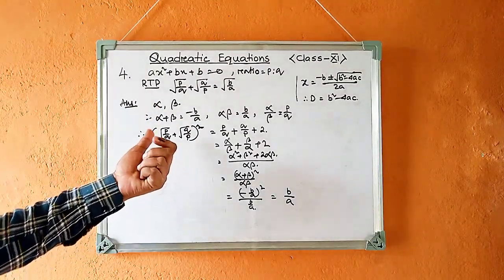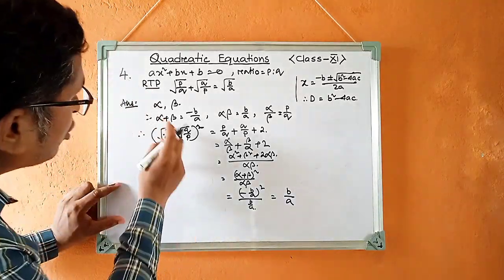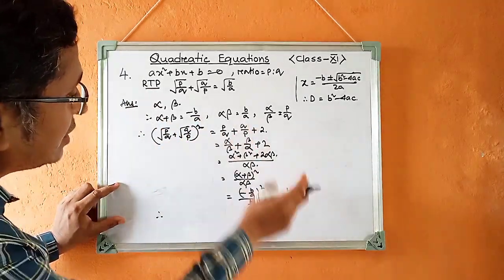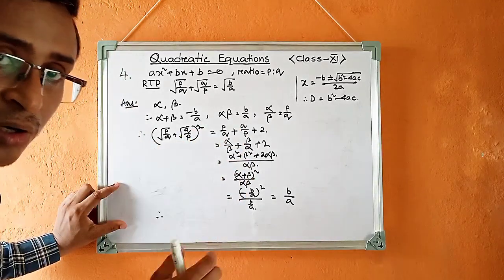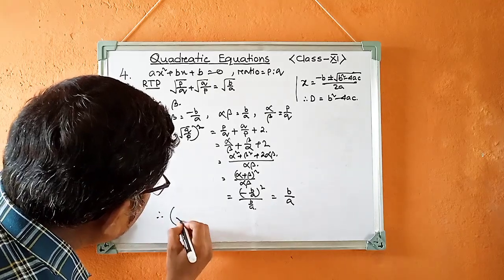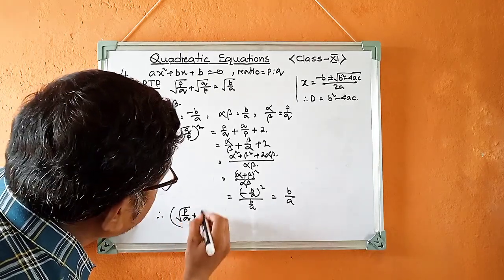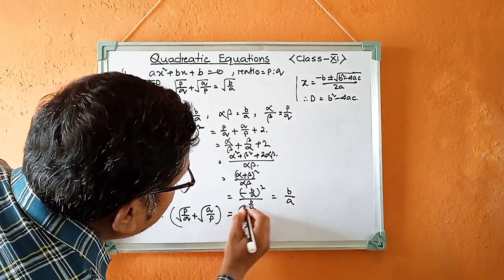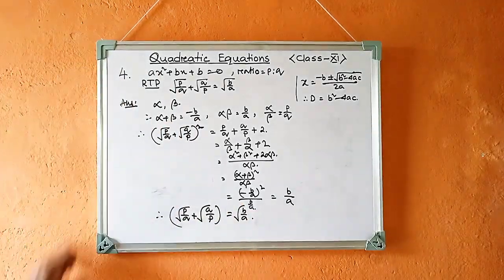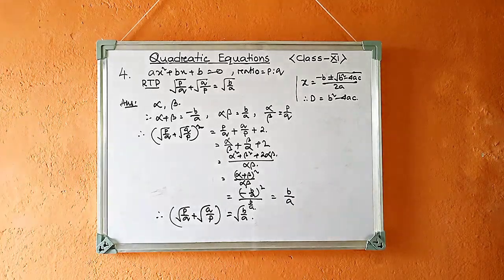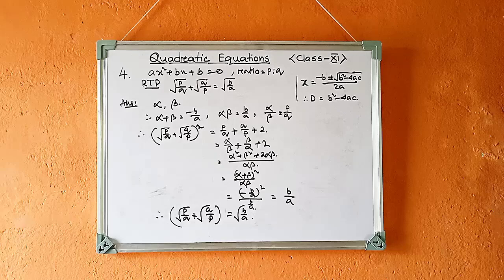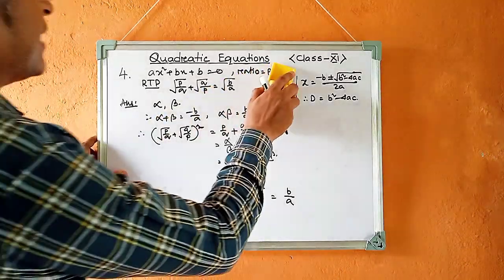Now here root over p by q plus root over q by p, whole square, equals this one, b by a. So omit the square, that means take the square root on both sides. We get root over p by q plus root over q by p is equal to root over b divided by a. Proved. This is a very important sum, see carefully. Now come to another example, example number 5.